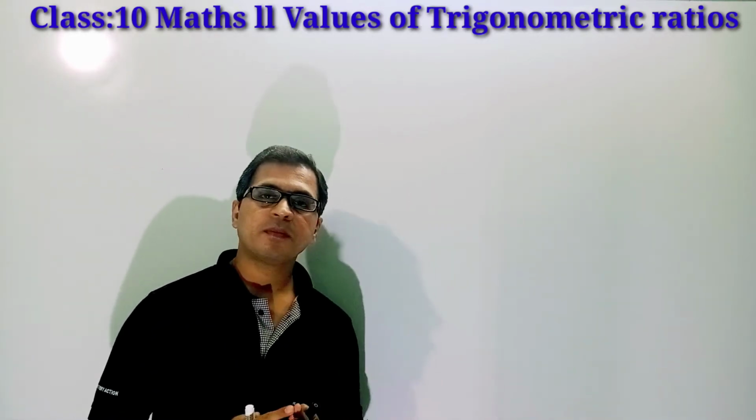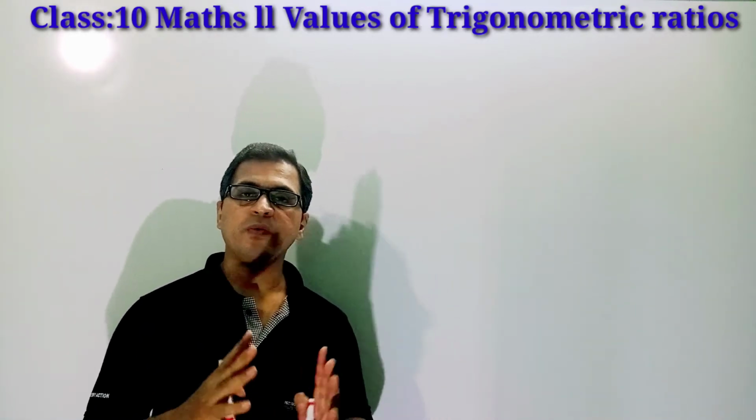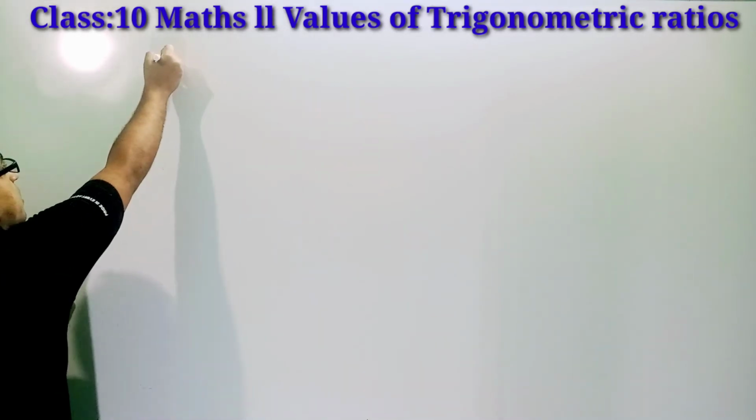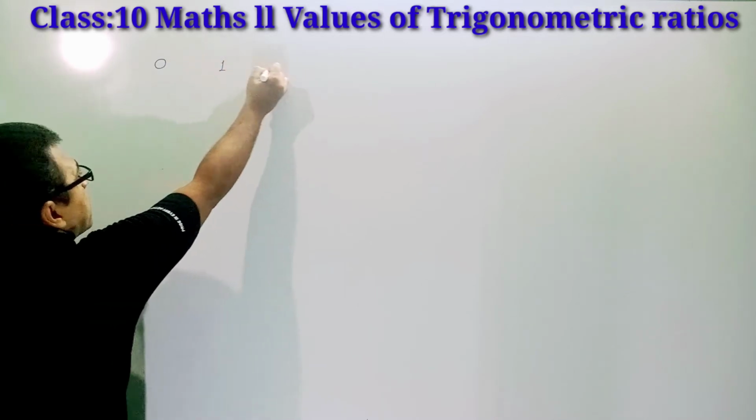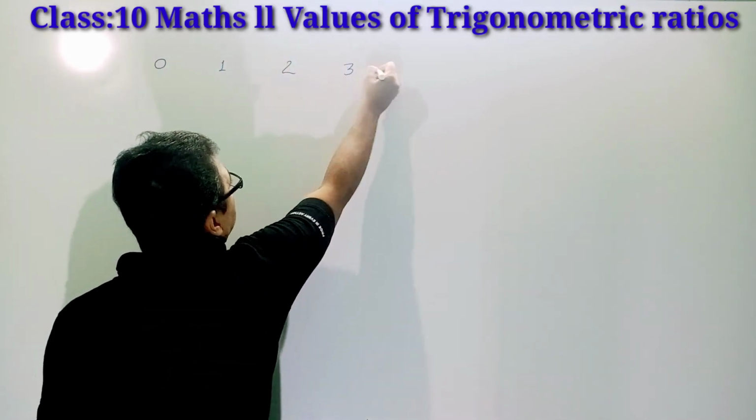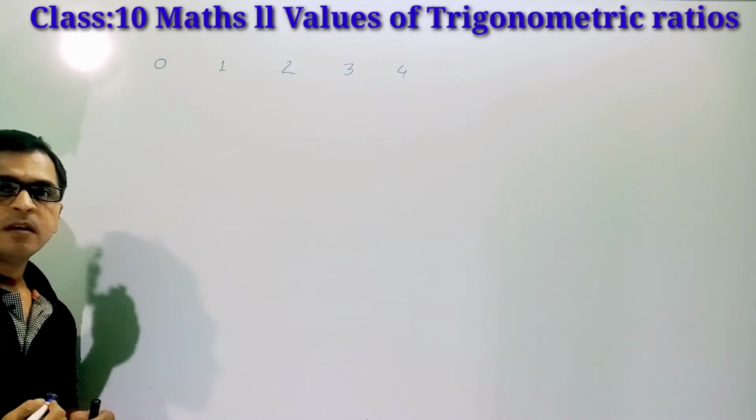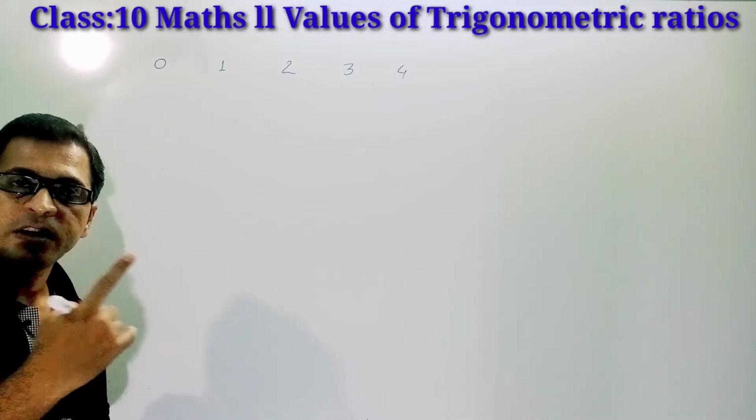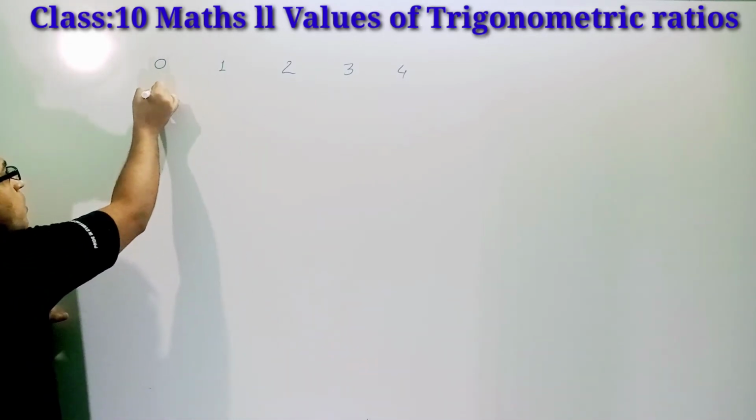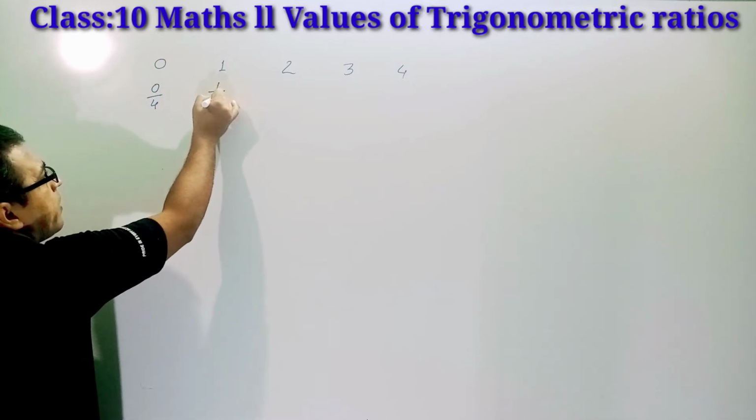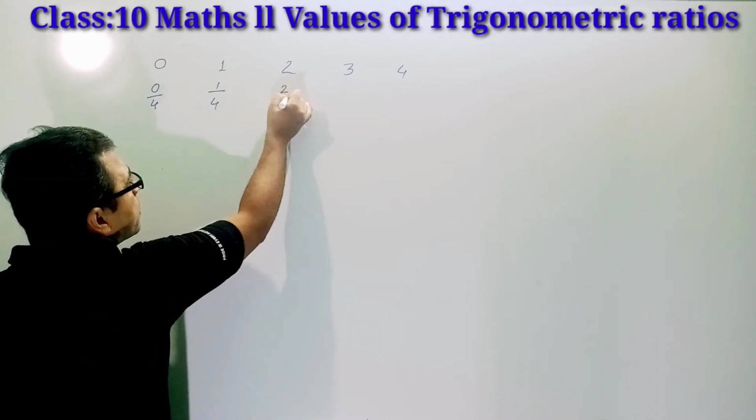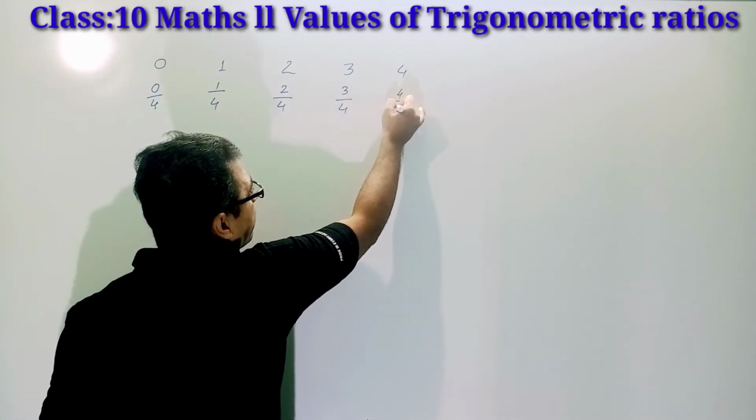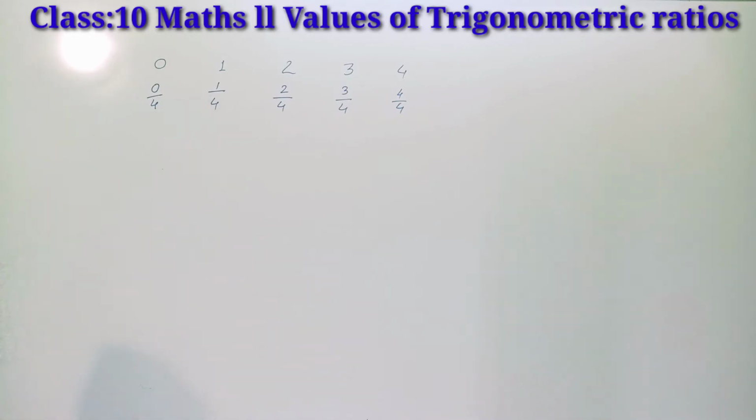So students, your first step should be what? You will have to write the numbers from 0 to 4, right? So writing the numbers over here, 0, 1, 2, 3 and 4. The next step is what? Divide all these numbers by 4. So 0 divided by 4, 1 divided by 4, 2 divided by 4, 3 divided by 4 and 4 divided by 4.